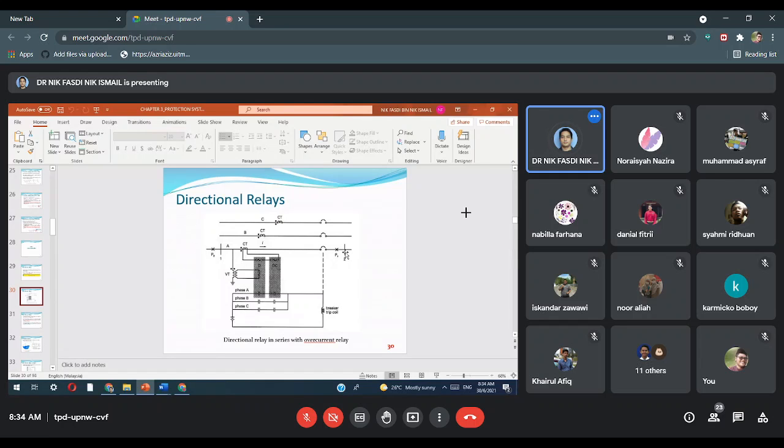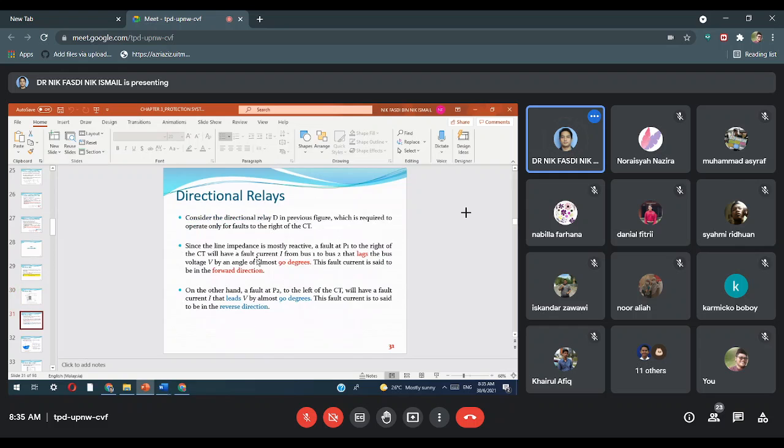Forward direction. And let's say fault at P1, because the current goes to the CT first, then baru dia pergi pada fault, so it is considered a forward direction. Kalau fault kat sini, dia jadi reverse. Sebab dia pergi pada fault dulu, later on baru dia pergi pada CT, so it's a reverse direction. So only the fault at P1 will trigger the directional relay kat sini. Itu konsep of directional relay.